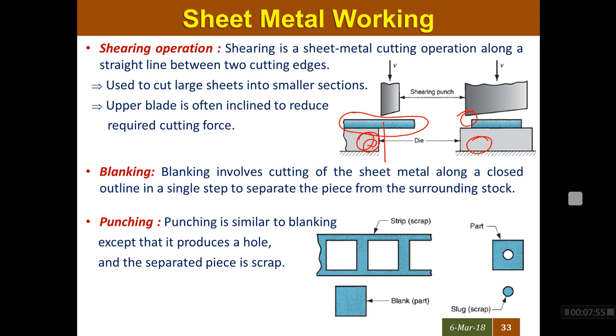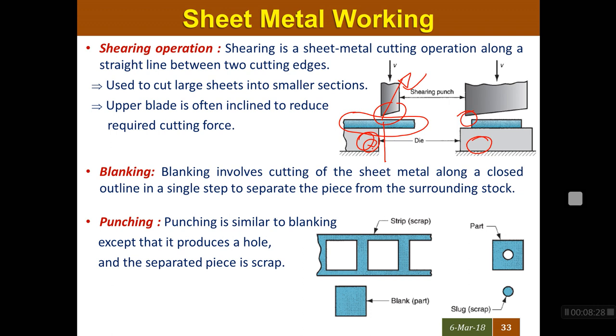These shearing operations are used to cut large sheets into smaller sections. So when we have very large sheets and we want to cut them into small parts, that operation is called shearing, like the basic understanding of the word shearing, cutting the sheets into different sections. The upper blade is often inclined to reduce the required cutting force. Here you can observe this blade is normally inclined so as to reduce the cutting force.